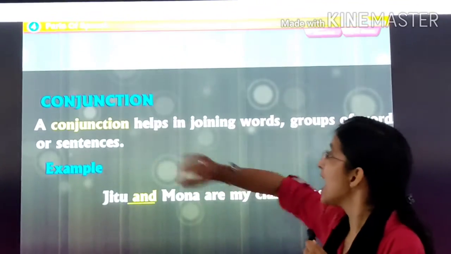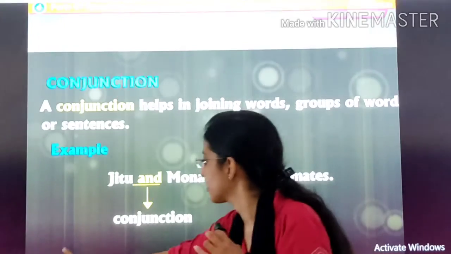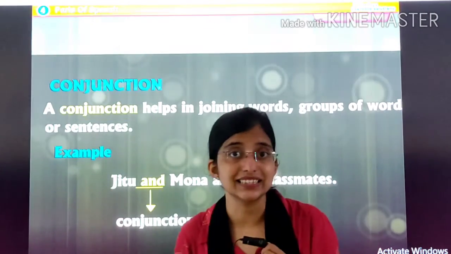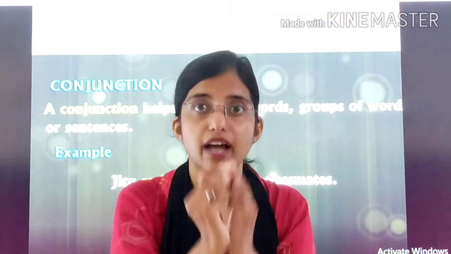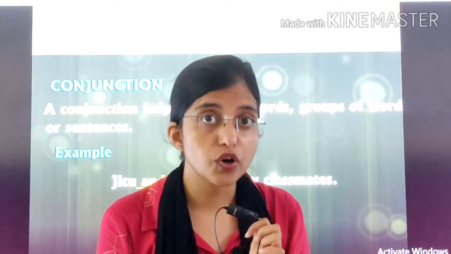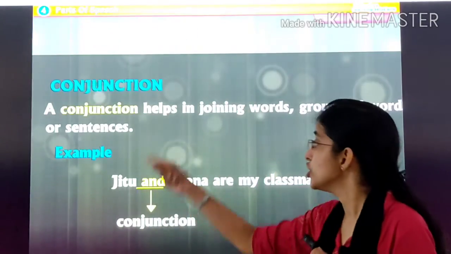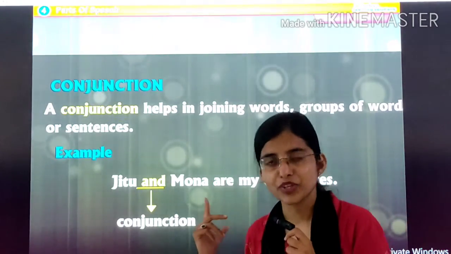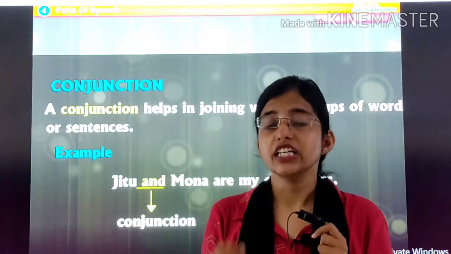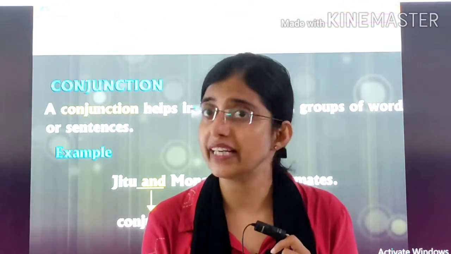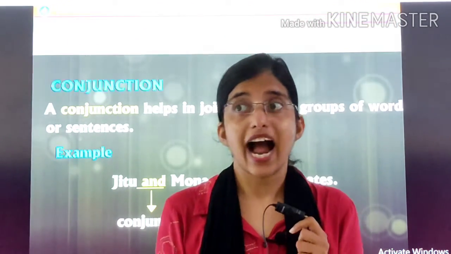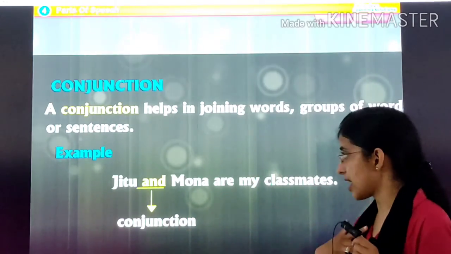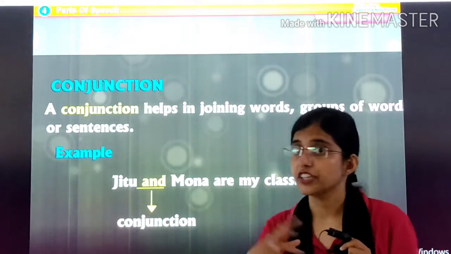A conjunction helps in joining words, groups of words and sentences. Conjunction क्या करता है? जोड़ देता है words को, sentences को. ठीक है? Let's see. Jeetu and Mona are my classmates. इसको मैं दो sentences में भी लिख सकती थी. Okay, I can write two sentences also here. For example, Jeetu is my classmate, Mona is my classmate.